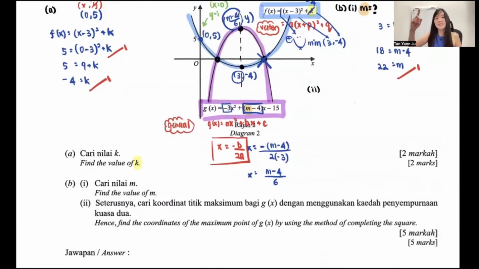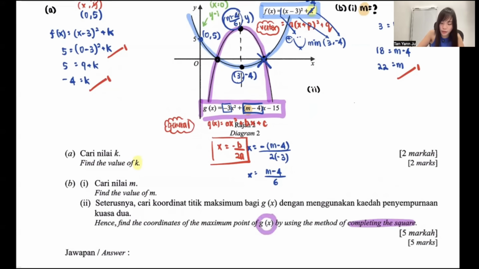B2, they say, hence find the coordinate of the maximum point of g(x) by using the method of completing the square. So my dear, for finding a maximum or minimum point, you can use intercept. You can use the formula x equals negative b over 2a. You can use completing the square. You can use differentiation also. But quite obvious, they already mentioned we must use completing the square. So I don't think you have a choice.